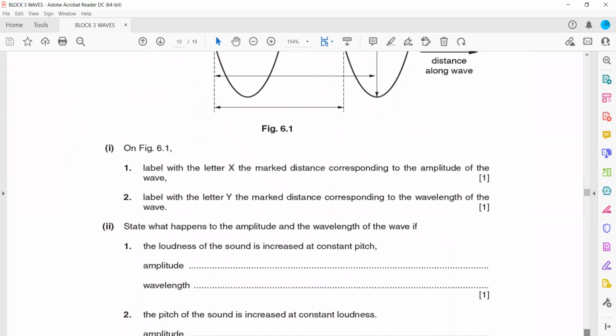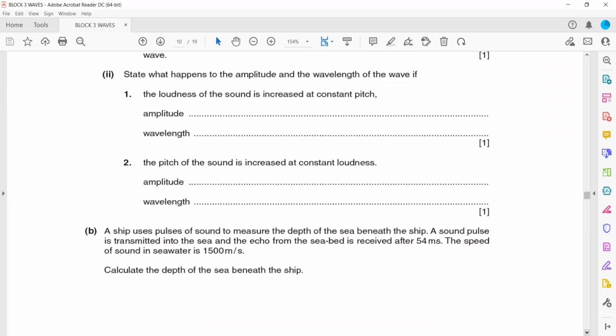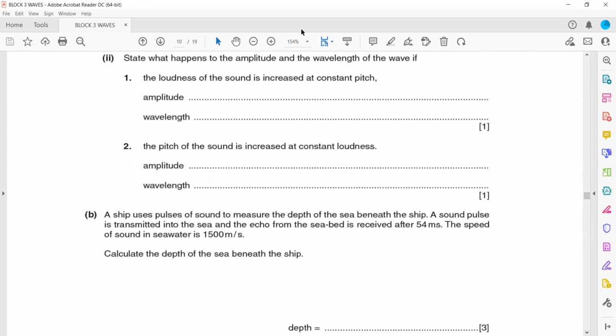The next part: state what happens to the amplitude and the wavelength of a wave if the loudness of a sound is increased at a constant pitch. Pitch refers to the frequency, and loudness refers to amplitude. So if loudness is increased, the amplitude will increase. And constant pitch means the pitch is not changing.